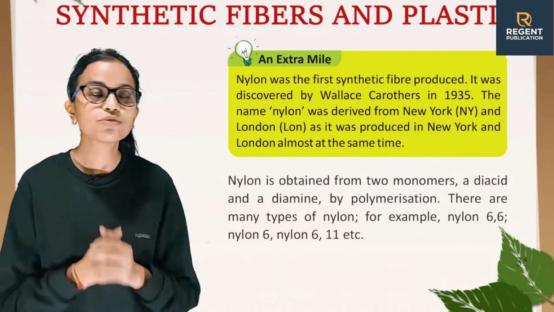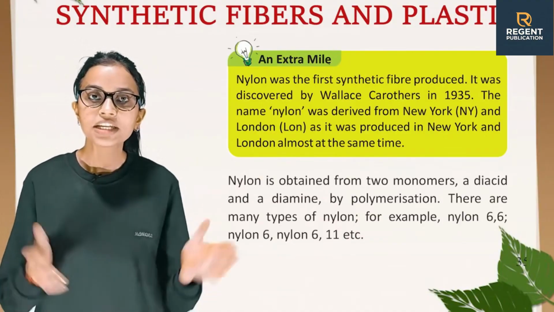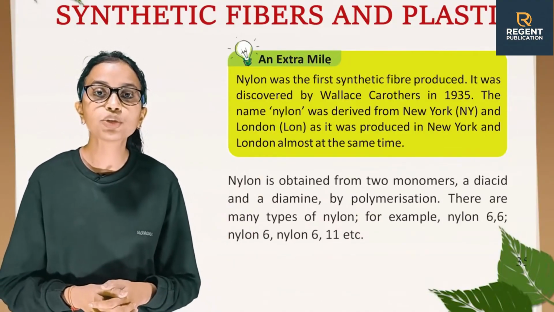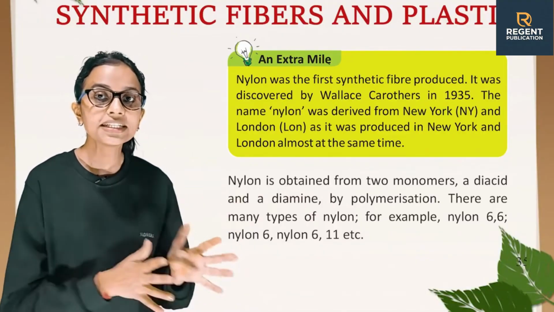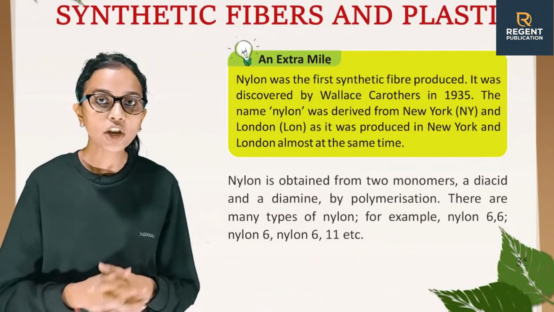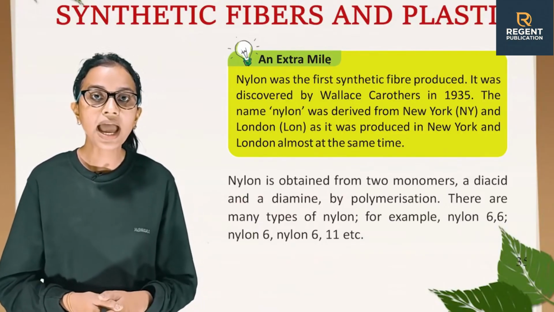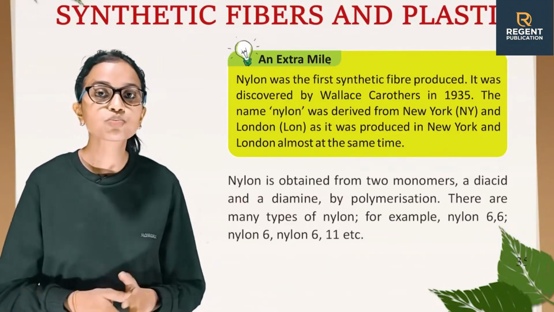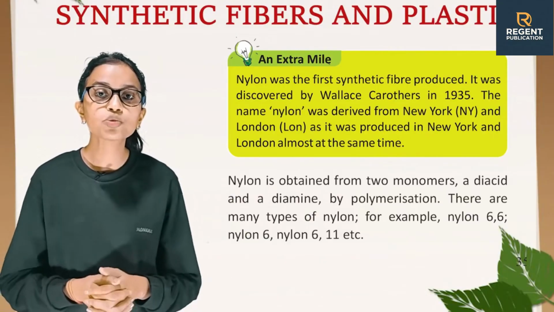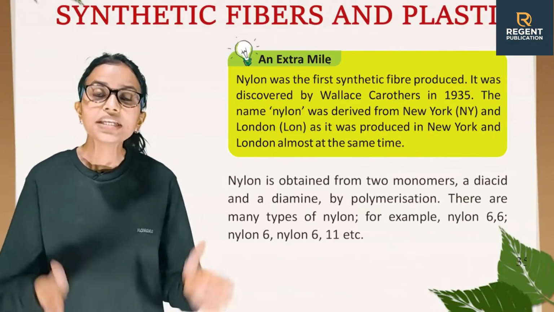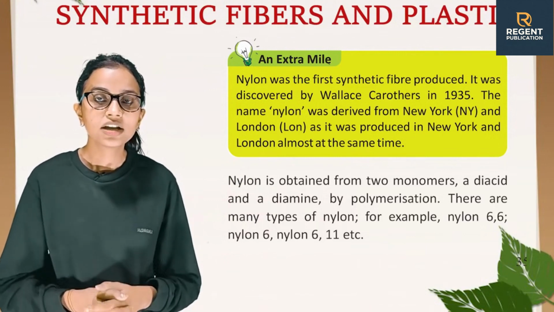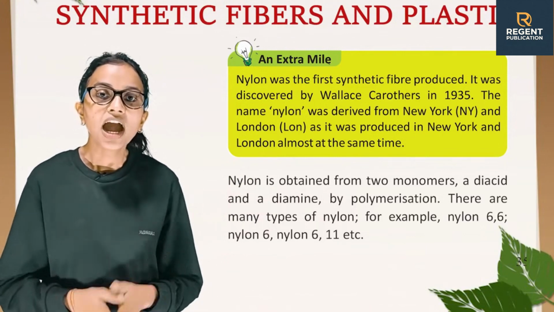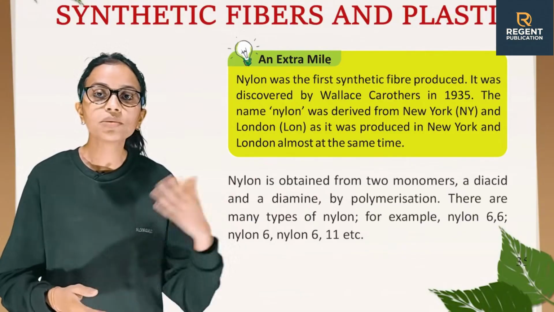Now it's again time for an extra mile. Nylon was the first synthetic fiber produced. It was discovered by Wallace Carothers in 1935. The name nylon was derived from New York and London, as it was produced in New York and London almost at the same time. Nylon is obtained from two monomers, a diacid and a diamine, by polymerization.